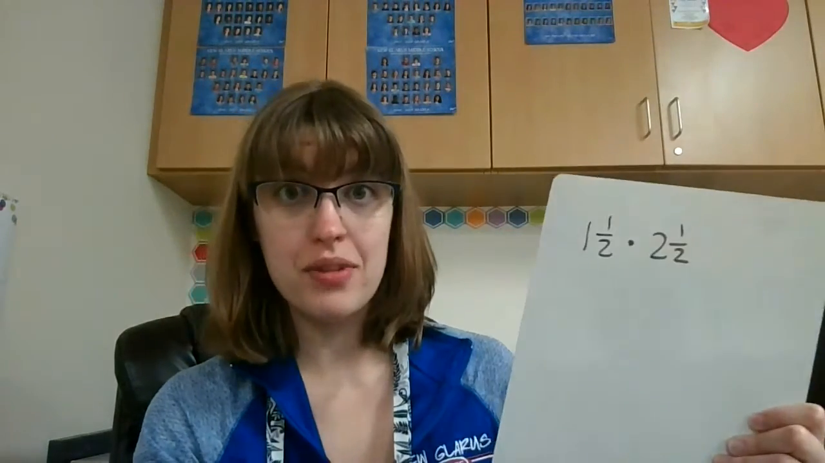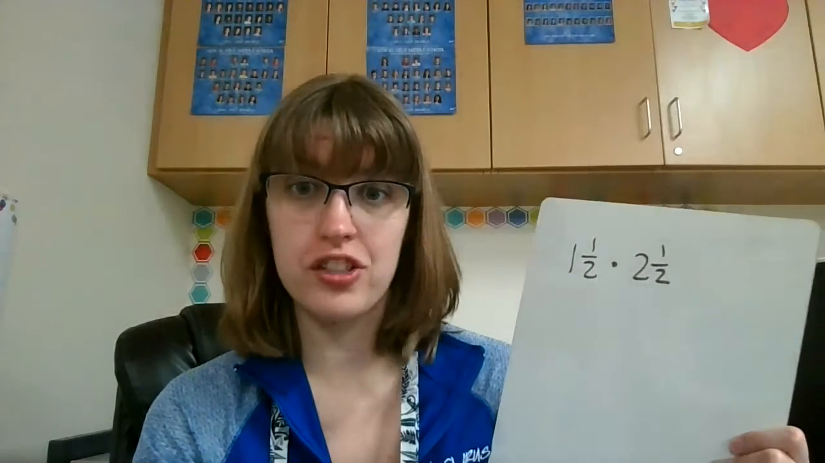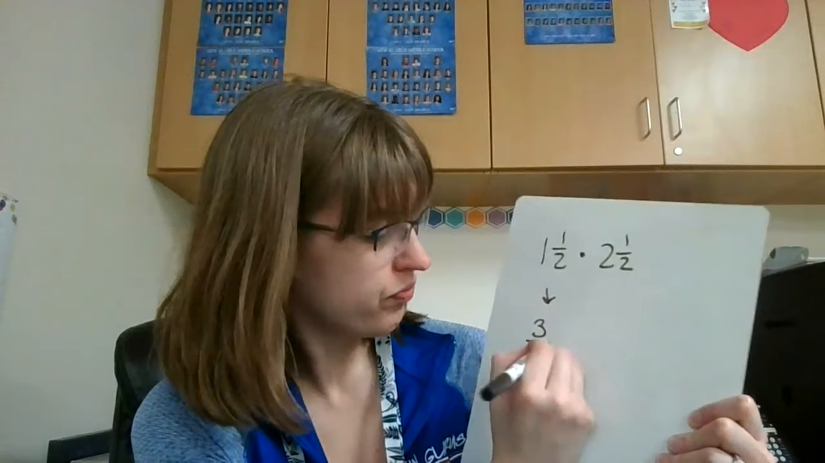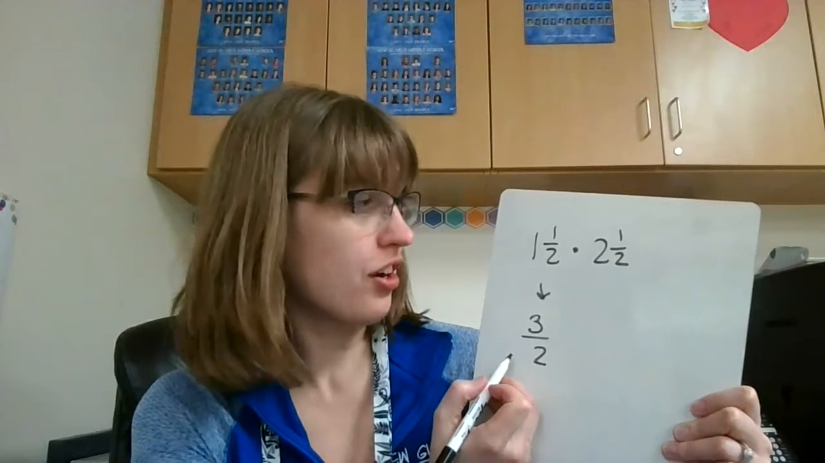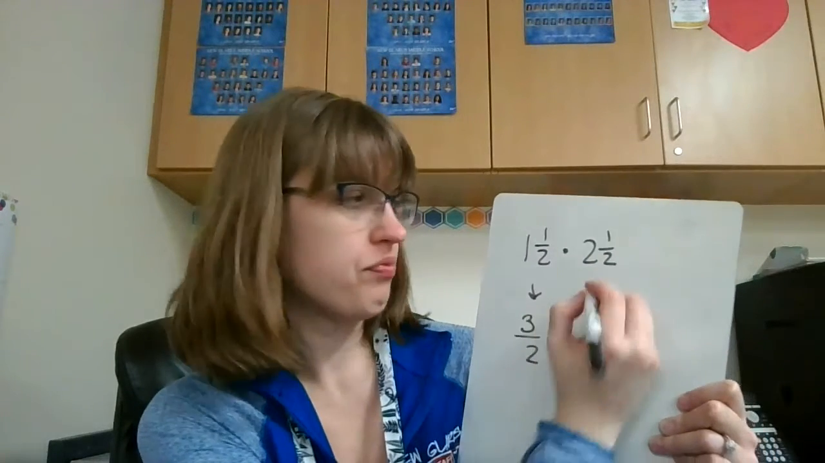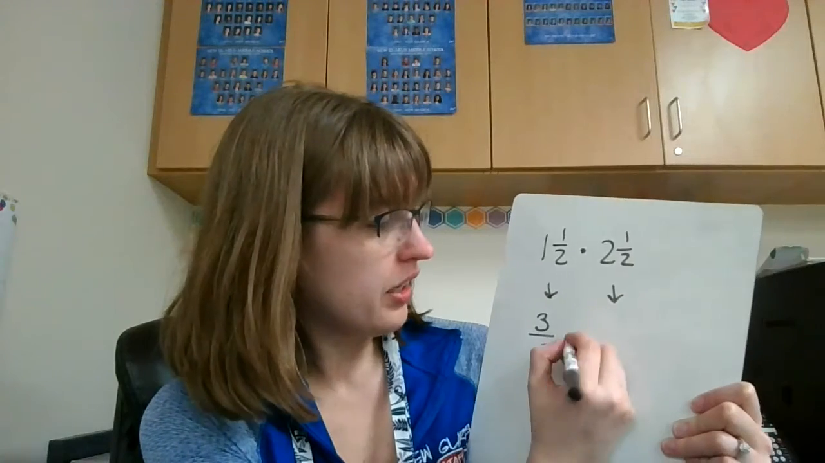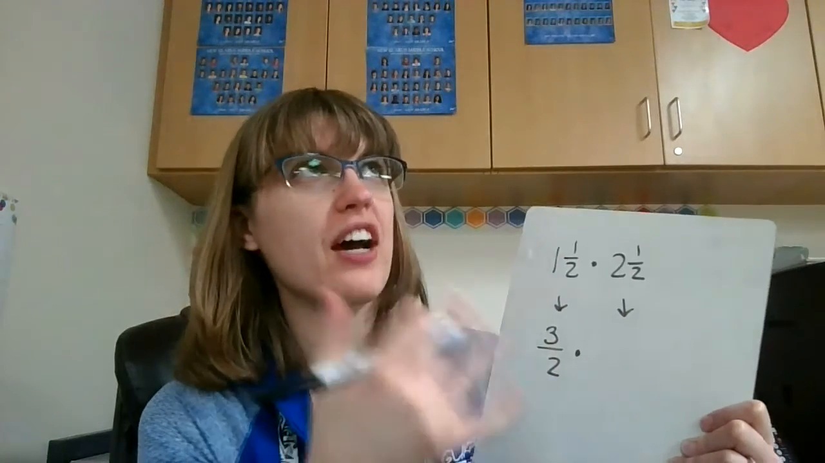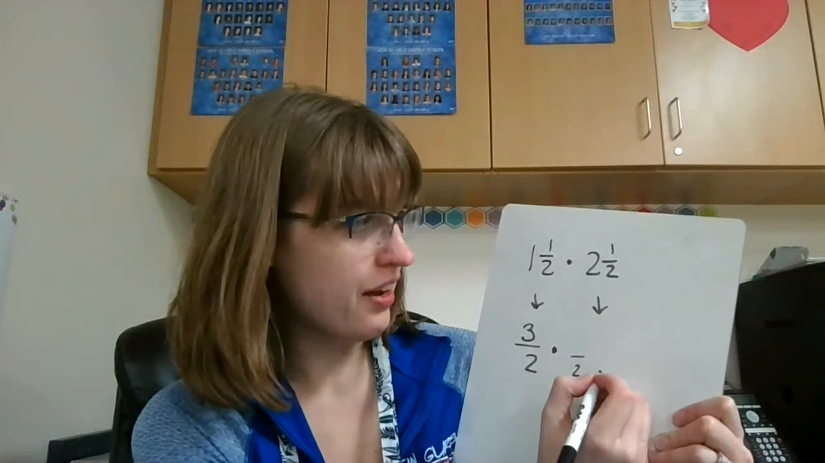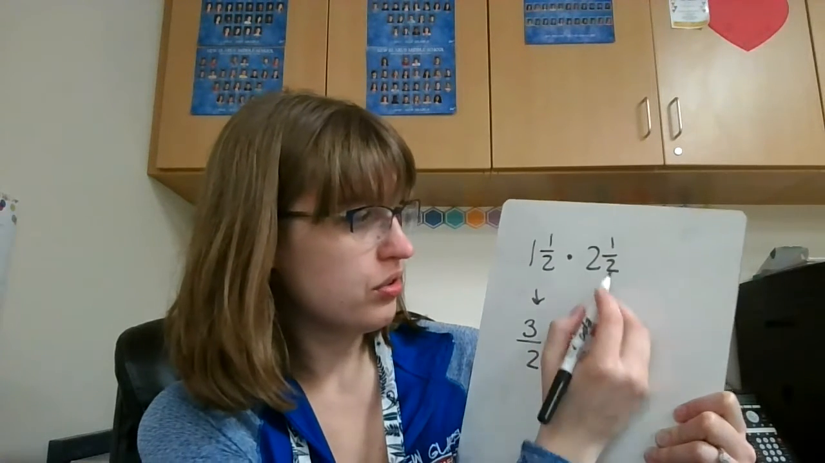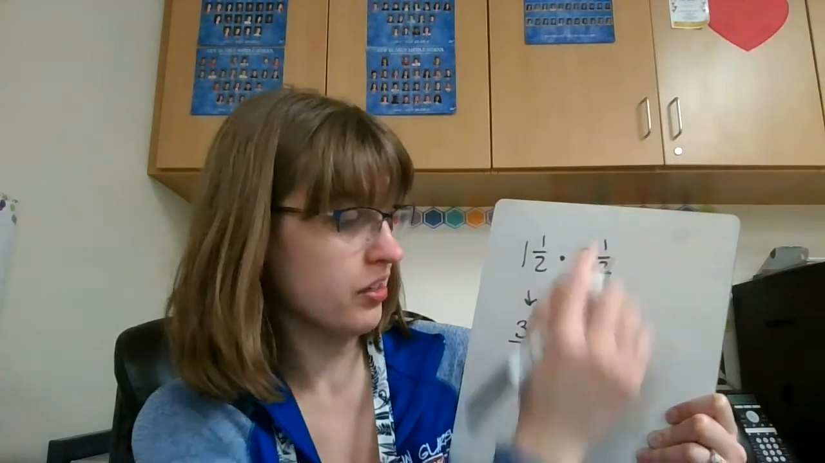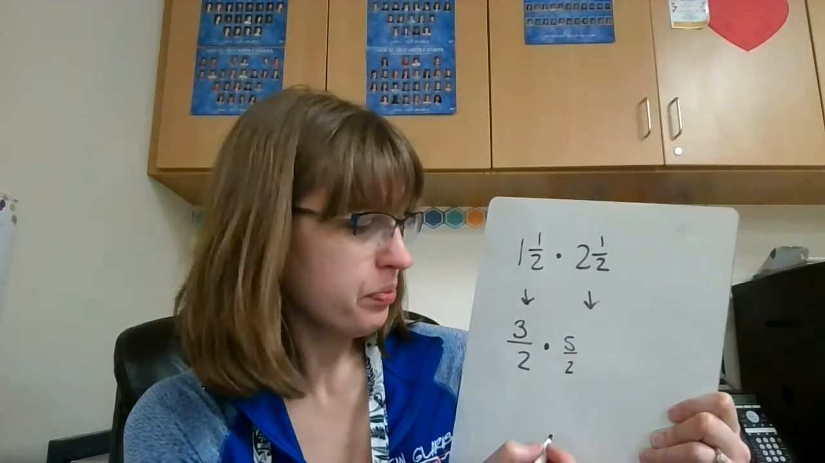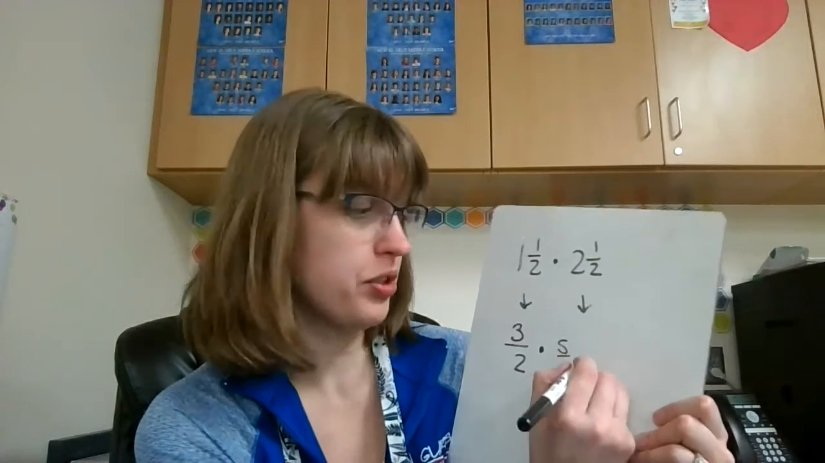1 1/2 times 2 1/2. First step, change them into improper fractions. 3/2 is the same as 1 1/2. Shoot, 2 1/2, how would I do that? Well, I'm going to put it over halves, and I know 2 times 2 is 4, so that would be what 2 is. And then I have to add 1 more, so it's 5/2. There we go. Now I can multiply straight across, which is what you were trying.